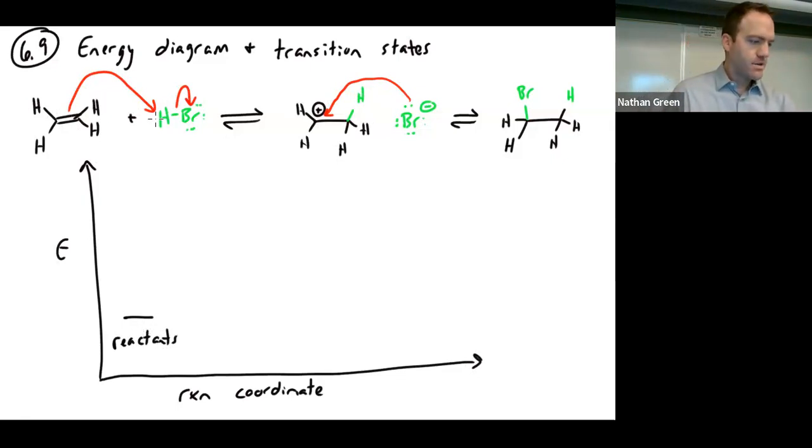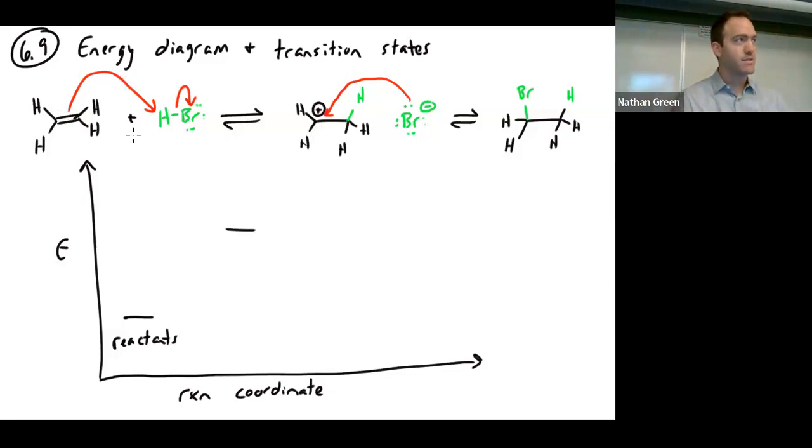When the ethene reacts with HBr and forms these two intermediates, am I going up in energy or down in energy? Up quite a bit. Why? Because we're breaking a bond here. We did form a bond there, but we broke a bond there. But why else? These things were neutral, so we went to charged species.